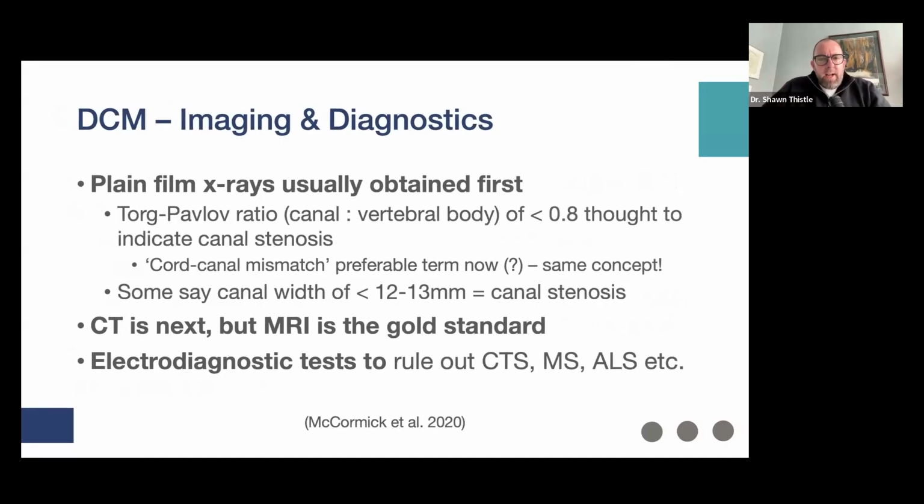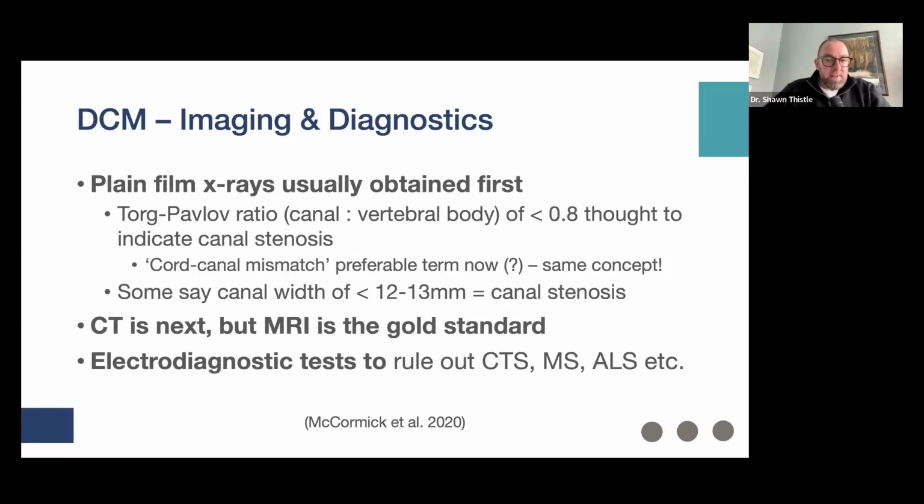From an imaging and diagnostic perspective, plain film x-rays are still first line for most things, albeit it may not be the most ideal way to look at this. But you want to look at their canal width, basically, in a sagittal plane. The Torg-Pavlov ratio was kind of the older term. I think in my generation, that's what we learned. They use cord canal mismatch now. It's sort of the same concept. But if the canal is less than 0.8 of the width of the vertebral body, that's thought to indicate stenosis.